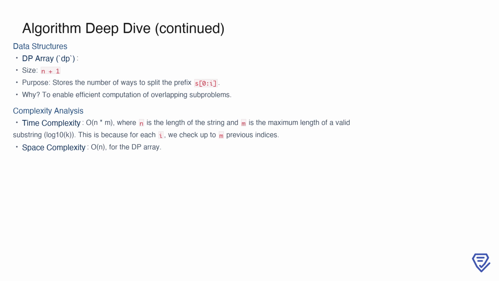Let's analyze the complexity of the algorithm. For time complexity, the outer loop runs n times, and for each iteration, we may examine up to m previous indices, where m is the maximum length of a valid substring, approximately log base 10 of k. This results in a time complexity of O(n * m). The space complexity is O(n), because we only need the DP array to store intermediate results. This combination of efficient space and time usage makes the solution well suited for the problem constraints.